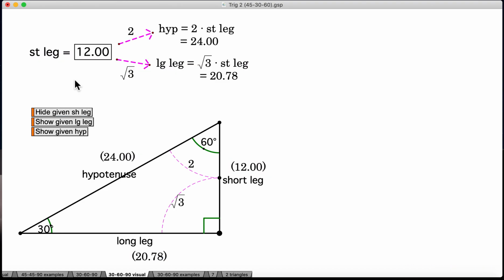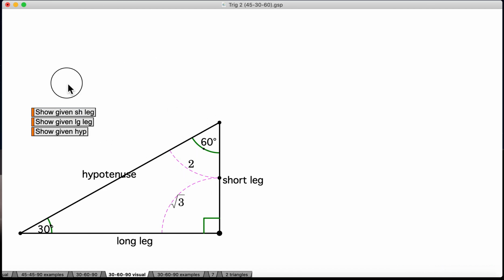Okay, so let's just see this. If I start with the short leg is 12, no matter what it is, to get to the hypotenuse, I multiply it by 2, would be 24. To get to the long leg, I multiply it by root 3, which would be the short leg times root 3, which is approximately 20.78. So no matter what I make the short leg, if I make the short leg 5, the hypotenuse is 10, and the long leg would be root 3 times 5, or approximately 8.66. That's all you have to realize. You get these numbers going, and that works out pretty nicely, okay?